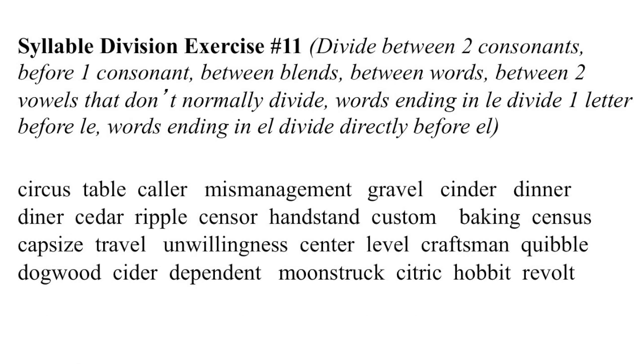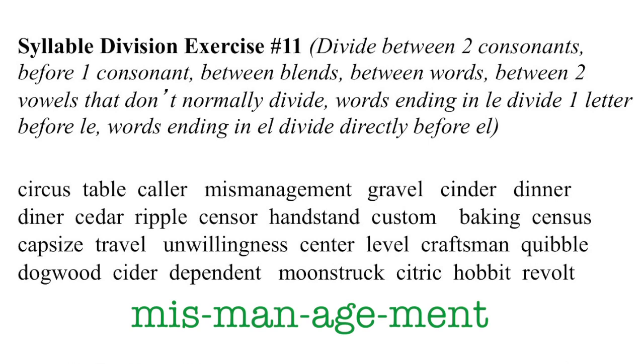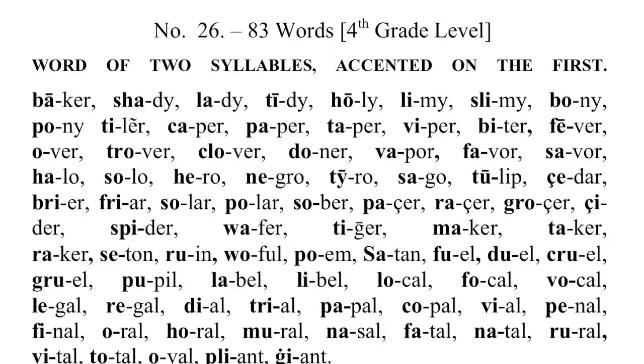Syllable division exercise 11 is the hardest of them all. It combines all the rules and includes all types of words. Students generally need a lot of help with this exercise. First, help them figure out which rule applies, and then help them divide and sound out the words.